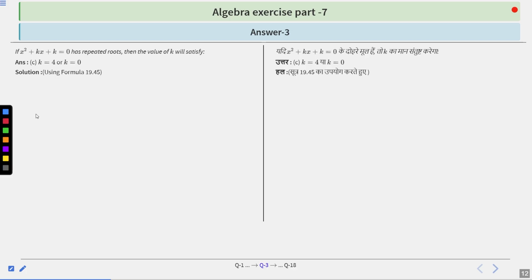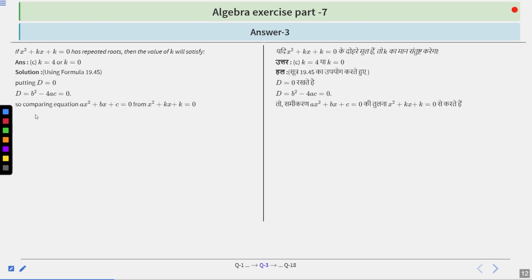For solving this question, we are going to use formula 19.45. Now, putting discriminant D equal to 0. Discriminant D is b² − 4ac, putting that equal to 0.